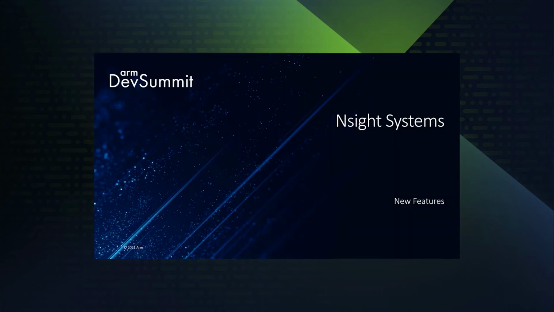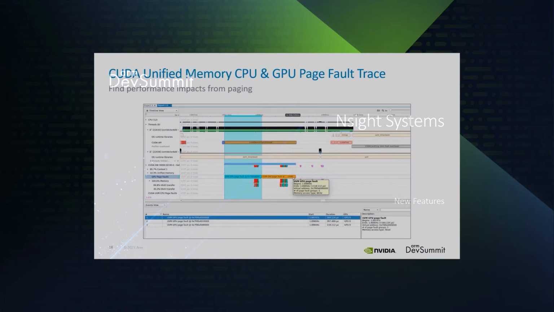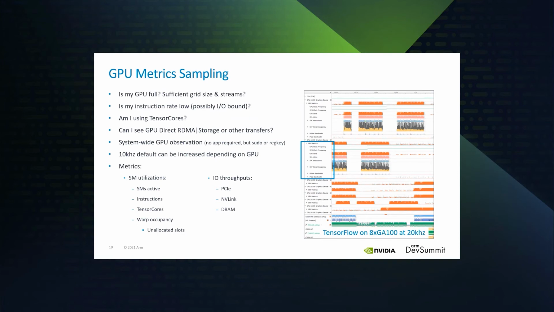Now let's look at some of the new features we've introduced in Nsight Systems. One request that we've had for a long time is understanding the CPU and GPU page faults from CUDA Unified Memory. Unified Memory is a great resource for making CUDA programming easy, but it is important to understand how it could impact your performance. Obviously, paging in CPUs is a big deal, and it's the same for GPUs as well. Paging can also occur when you're using unified memory. Finding those page faults and understanding how long they're taking and how they're impacting performance is now available in Nsight Systems.